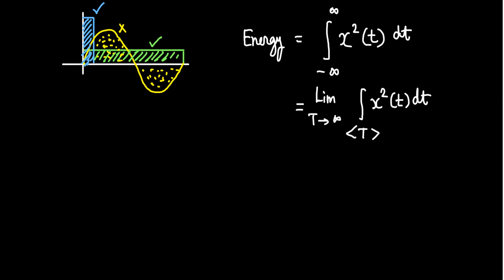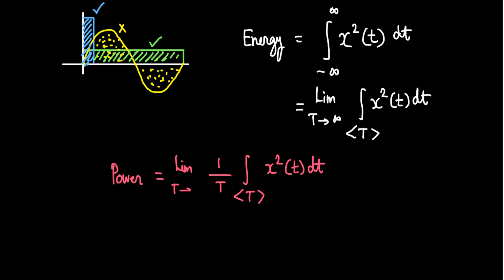The power can be expressed as P equals, now we know that if we have the energy, we can calculate the power as the average of this energy per unit time. So it's like integration over a period of t, x squared of t dt, divided by t, and then put the limit t tends to infinity.